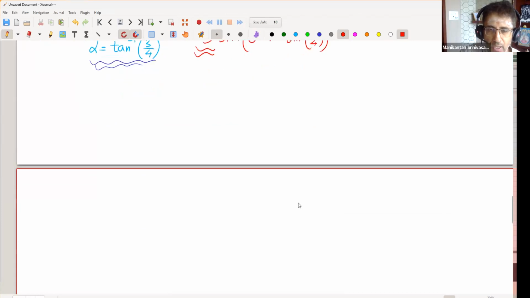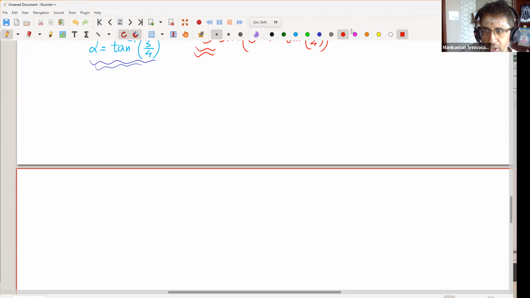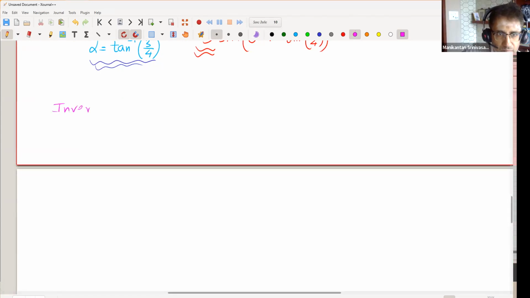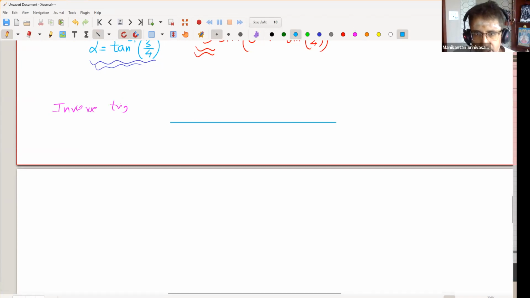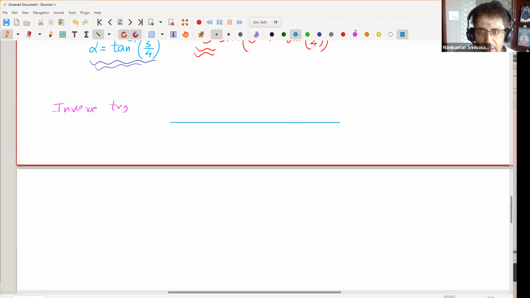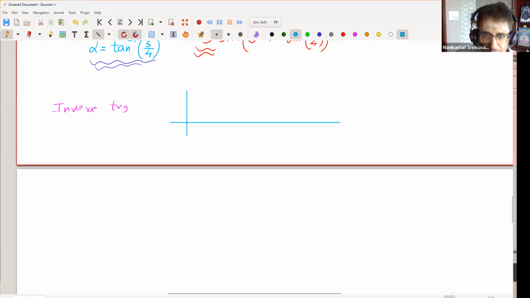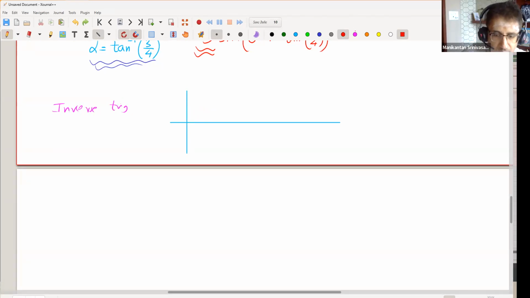Now maybe we should touch on inverse trigonometric ratios. So if I look at sine itself, let's take sine inverse first. This is the x-axis. This is the y-axis. Sine goes with a period of 360 or 2 pi.